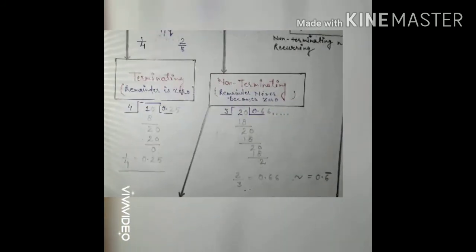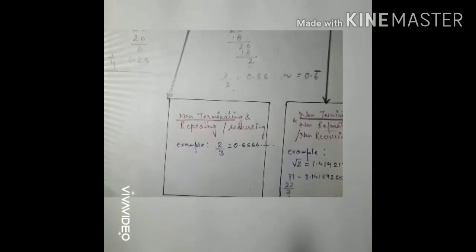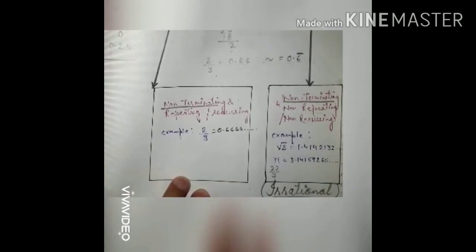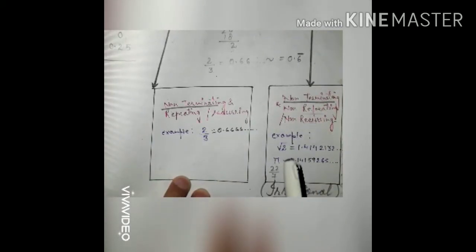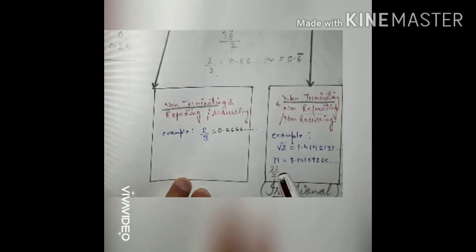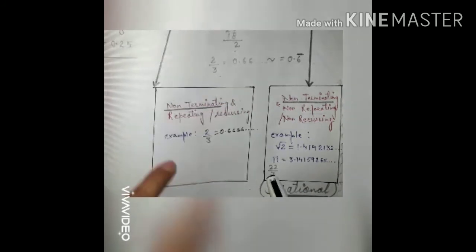For the irrational number, we have taken, first, non-terminating. For the non-terminating term, we have chosen one number, that is pi. Okay, so we have taken the value of pi as 22 by 7. It is not the fixed value, we have taken it as an approximate value.